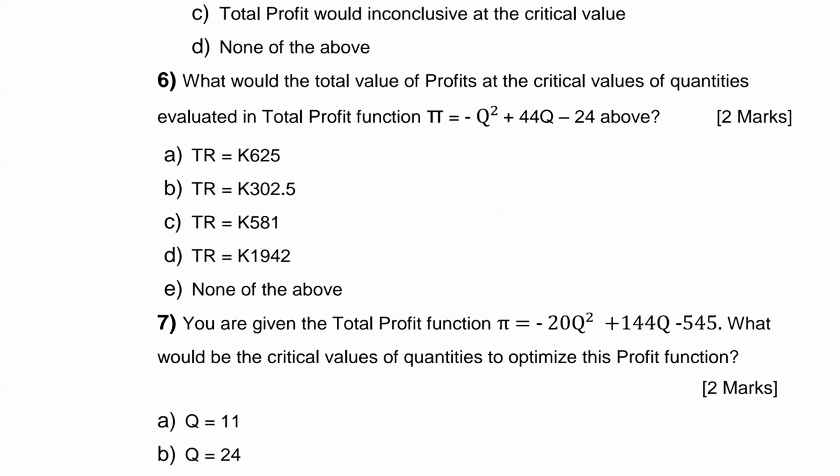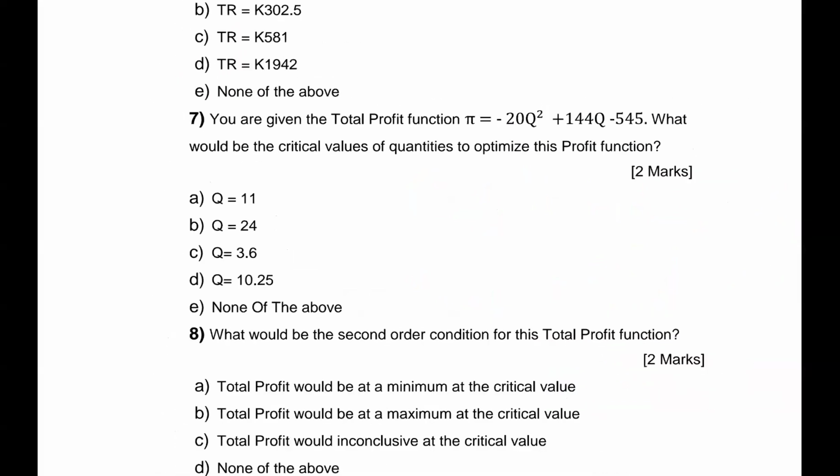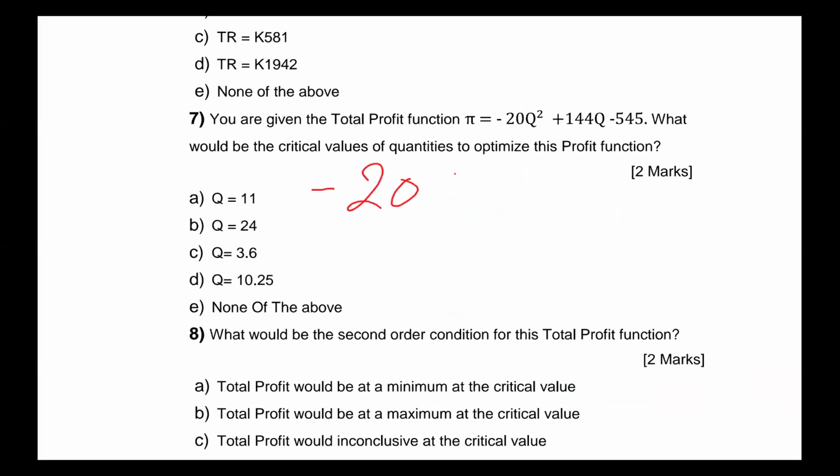Okay, we move on to the next one. You are given the total profit function: negative 20q squared plus 144q minus 545. What are the critical values? You know the routine. What do we do from here? It's slowly getting boring, we're just saying the same thing again.